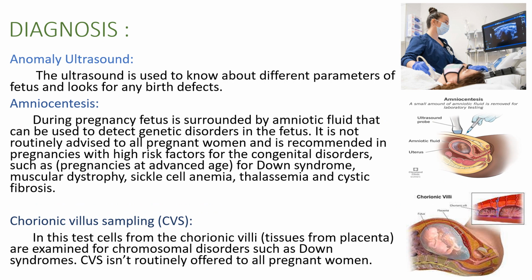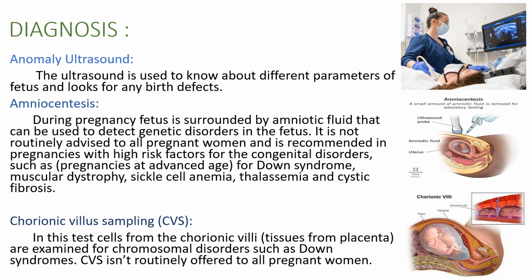Diagnosis. Anomaly ultrasound. The ultrasound is used to know about different parameters of the fetus and looks for any birth defects. Amniocentesis. During pregnancy, the fetus is surrounded by amniotic fluid that can be used to detect genetic disorders in the fetus.